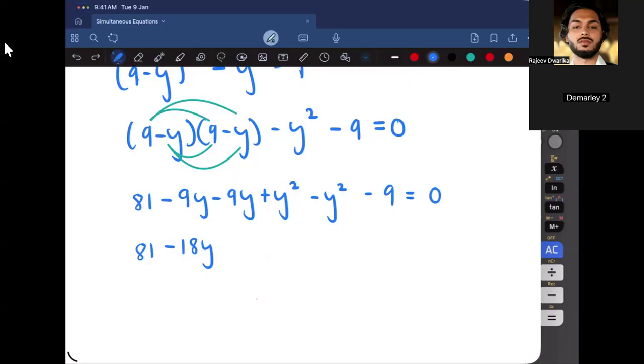That whole thing got cancelled off. Think of it like 5 minus 5, which will be zero. So this whole thing is going to cancel off here, and you're just going to have minus 9. And so you have 81 minus 9. What is 81 minus 9? It should be 72.